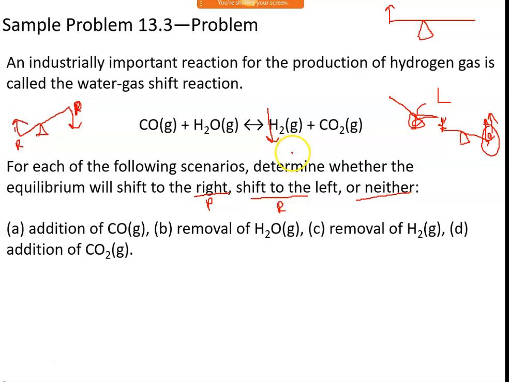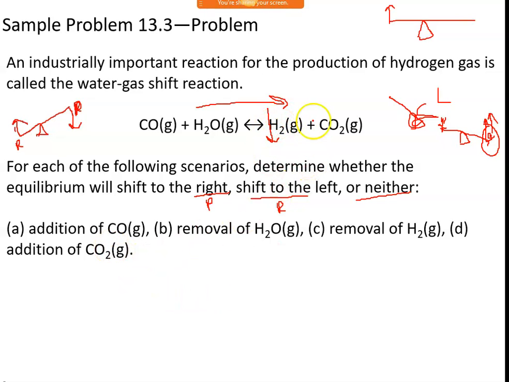So Kimberly says it shifts to the right. That is correct. I now have a deficit of hydrogen. The equilibrium has to replace that loss of hydrogen. So in order to do that, my reactants have to react and shift to the right, or the product side, and start establishing that hormone.